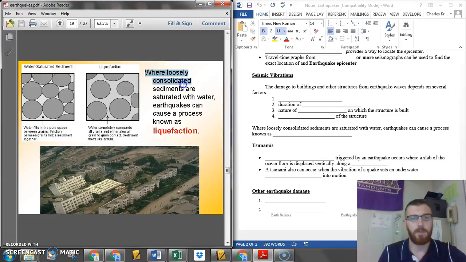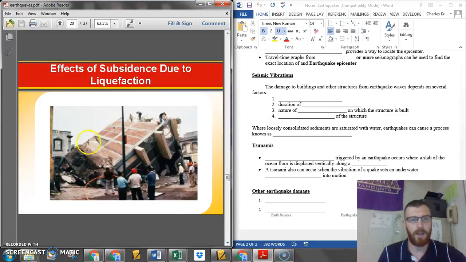Okay, we're going to talk about liquefaction here. Where loosely consolidated sediments are saturated with water, earthquakes can cause a process known as liquefaction that causes things to kind of sink down into the ground. You can see that here.